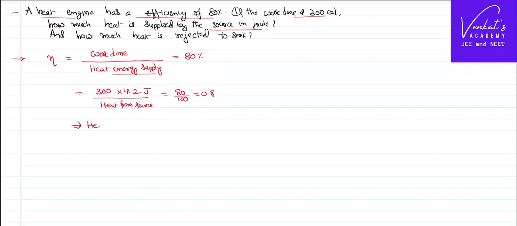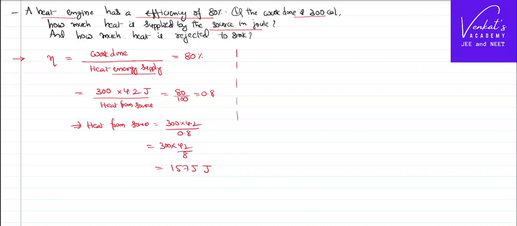That implies heat from the source is 300 into 4.2 divided by 0.8, or 300 into 42 by 8. So if you calculate this value, you will get it as 1575 joules. That's the heat energy from the source.